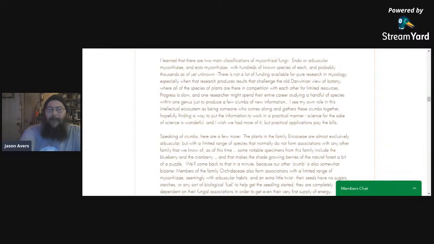So there are hundreds of known species of each of the arbuscular mycorrhizal and ectomycorrhizal fungi, and probably thousands as of yet unknown. There's not a lot of funding available for peer research into mycology, especially when the research produces results that challenge that old Darwinian view of botany, where all the species of plants are there in competition with each other for limited resources. Progress is slow, and one researcher could spend their entire career studying a handful of species within just one genus to produce a few crumbs of information.